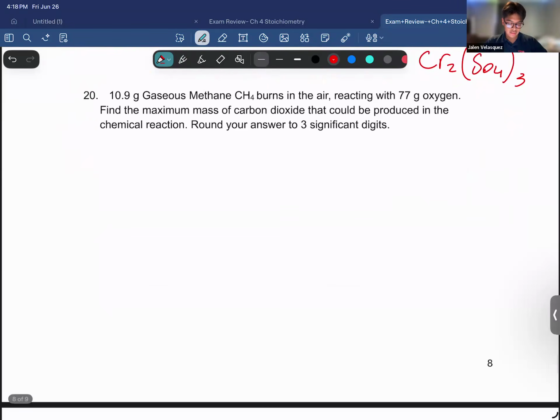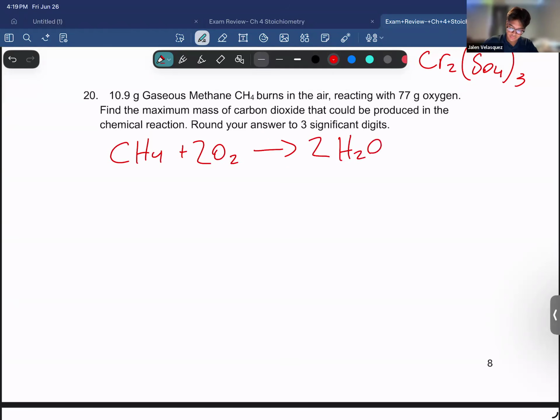Finally, number 20 here, 10.9 grams of gaseous methane burns in the air, reacting with 77 grams of oxygen. Find the maximum mass of carbon dioxide that could be produced in this chemical reaction. So this is another limiting reactant problem. So we have methane burns in air, makes water and carbon dioxide. So we'll start with the mass of methane.